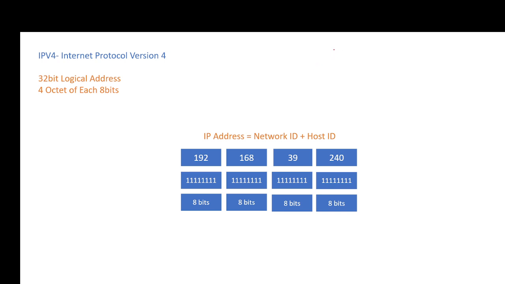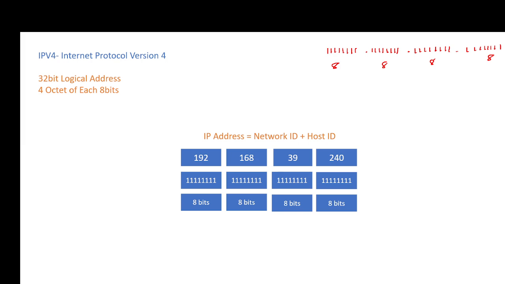So 32 bits is nothing but 1, 2, 3, 4, 5, 6, 7, 8, and again 1 to 8, 1 to 8, 1 to 8. So this is 8 bits, this is 8 bits, this is 8 bits, this is 8 bits. Each and every group has got 8 bits.